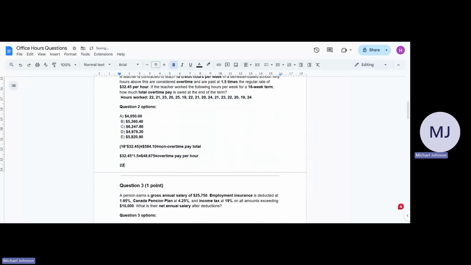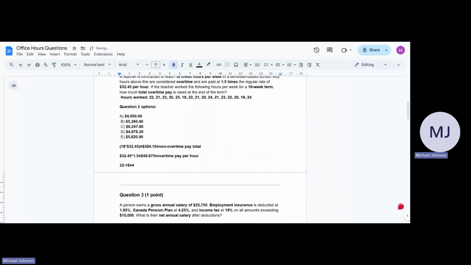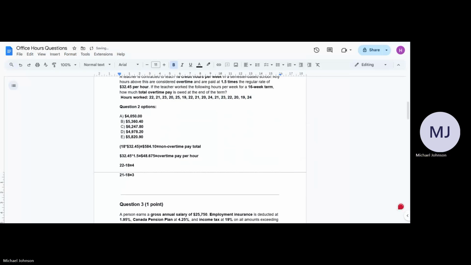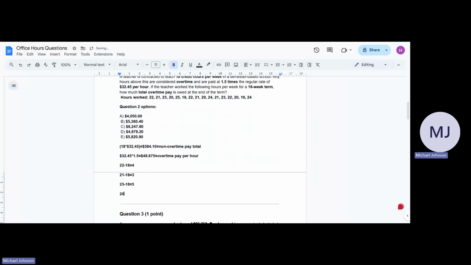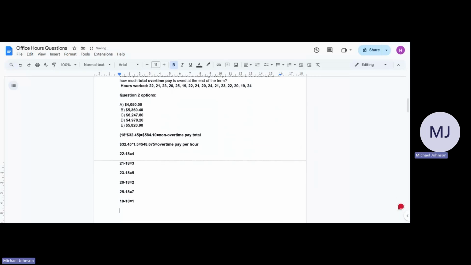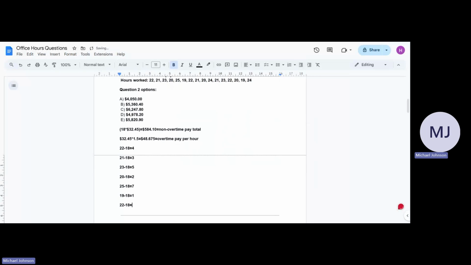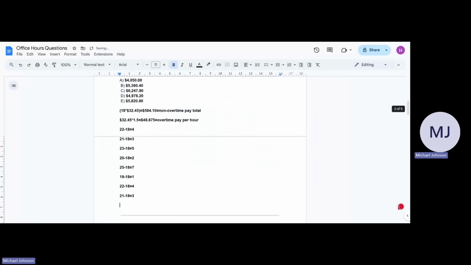So in this case, it'd be 22 minus 18 equals 4. 21 minus 18 equals 3. Then 23 minus 18 equals 5. 20 minus 18 equals 2. 25 minus 18 equals 7. 19 minus 18 equals 1. 22 minus 18 equals 4. And so on. 21 minus 18 equals 3. 20 minus 18 equals 2.